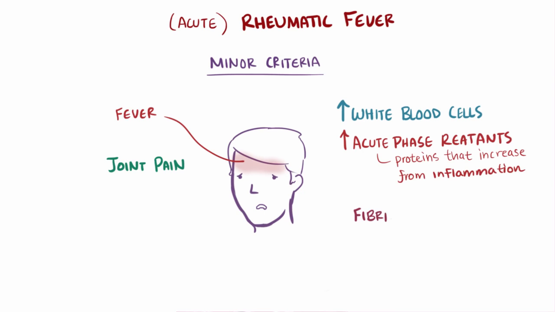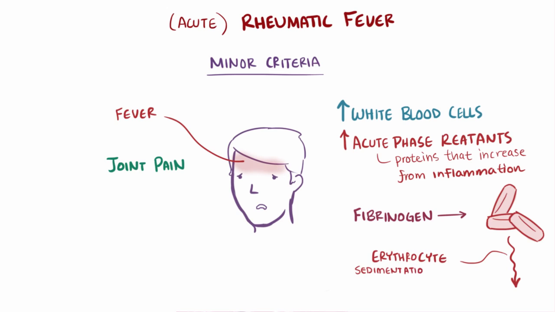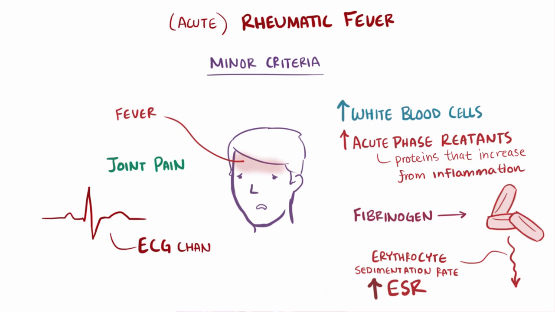During inflammation, fibrinogen causes red blood cells to stick together. These clumped up red blood cells fall to the bottom of the test tube faster, called the erythrocyte sedimentation rate, or ESR. So someone might have an increased ESR. Finally, due to heart-related symptoms, they might have changes in their electrocardiogram, or ECG.